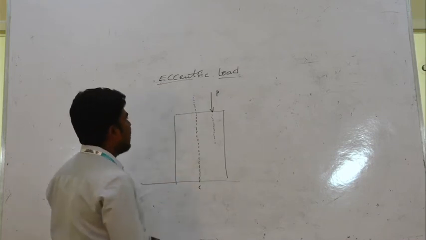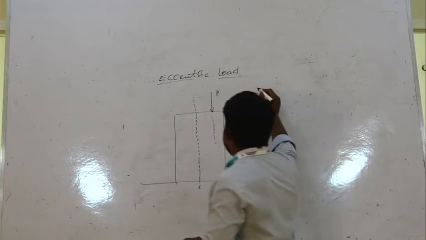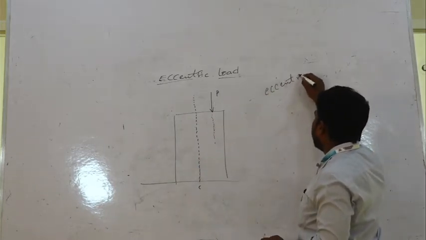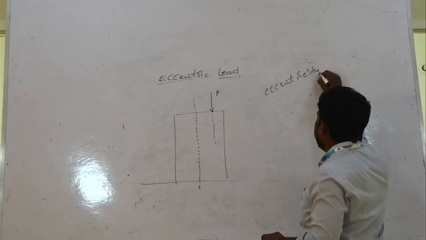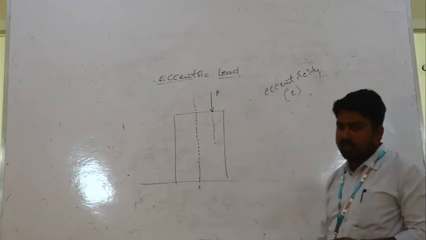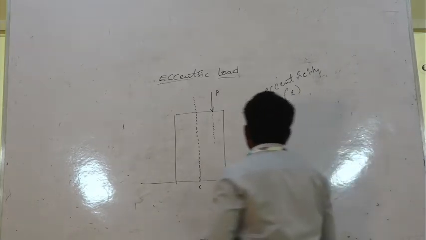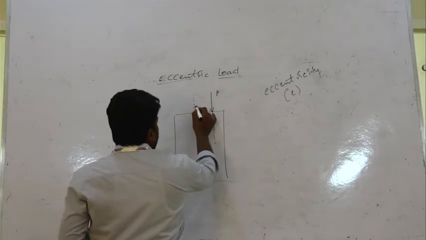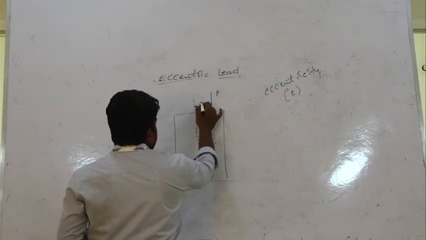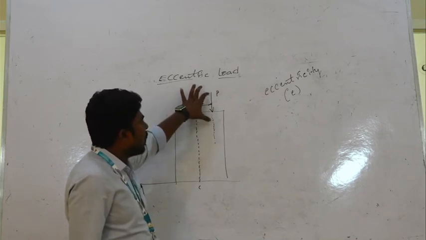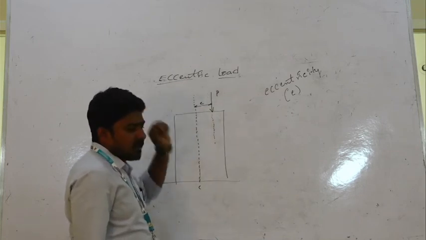What is meant by the eccentricity? It is simply represented by small e. The horizontal distance between the axis of the member and the line of action of the load is called the eccentricity.